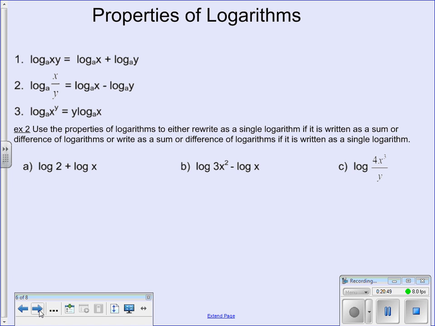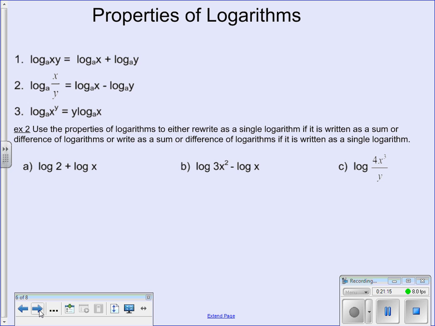The log of two things multiplied is the log of the first plus the log of the second. The log of two things divided is the log of the first minus the log of the second. And the logarithm of something raised to a power is that power times the log of the base. You need to know those rules. And you need to remember, once again, they go both directions.